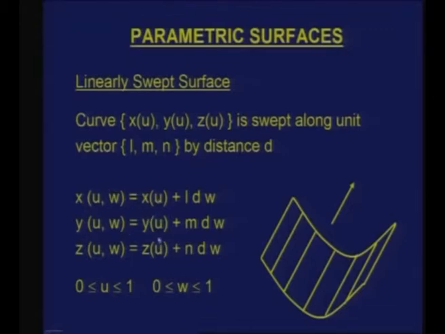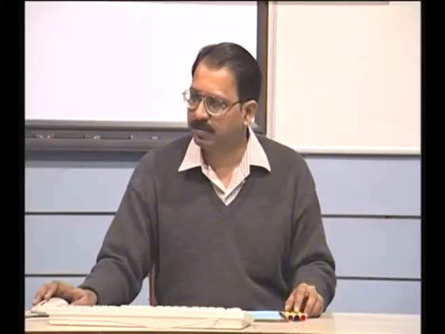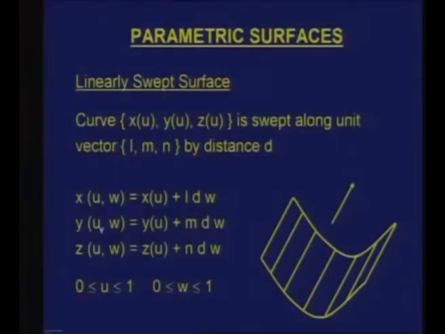So, this is the curve plus L, which is the x component of the direction cosine multiplied by d, and w is the parametric direction which specifies this. This is now a surface equation, with u and w ranging between 0 and 1, as shown here. So, I can take a curve and sweep it along a direction to get a surface. The parametric direction u is that of the curve, which is already known. The w represents the direction along which you are sweeping.